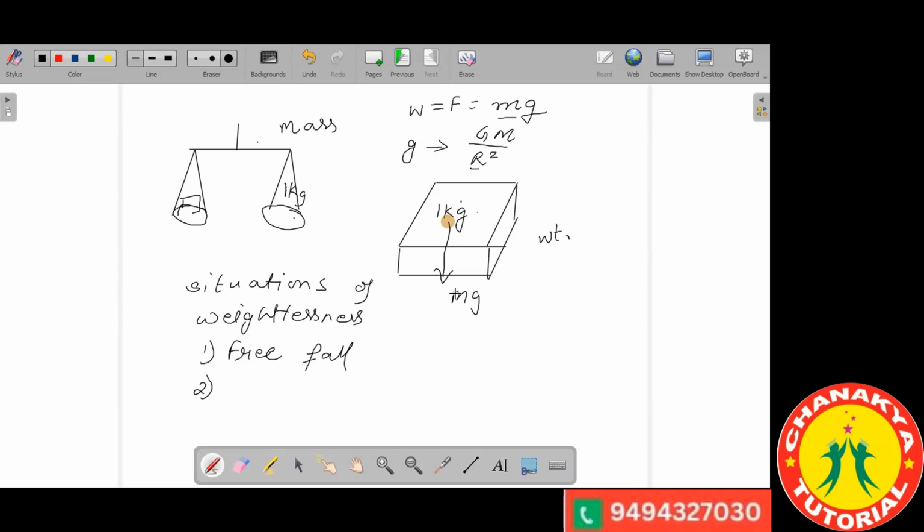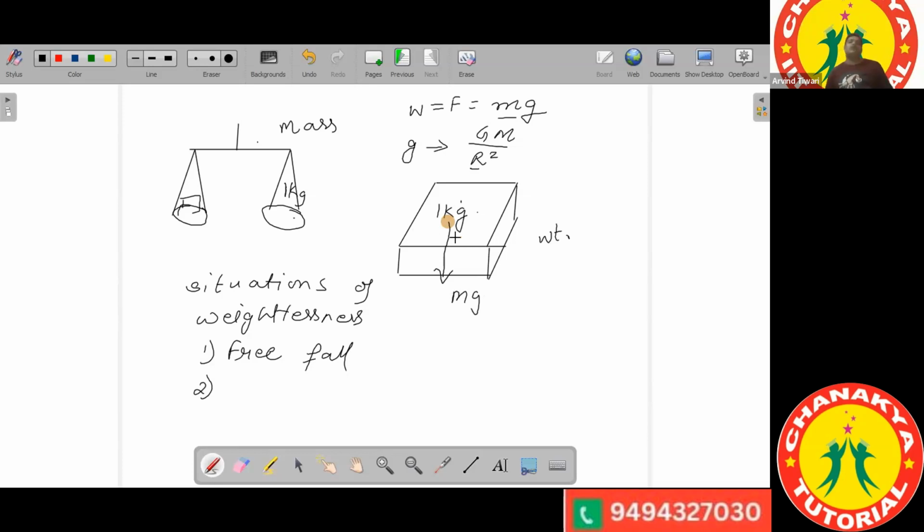Why, sir? We are falling due to gravity, right? So we must have some weight. If you are falling due to gravity, the scale is also falling due to gravity, and there is no surface from which you can get the reaction back. Only if you get a reaction are you having some weight.